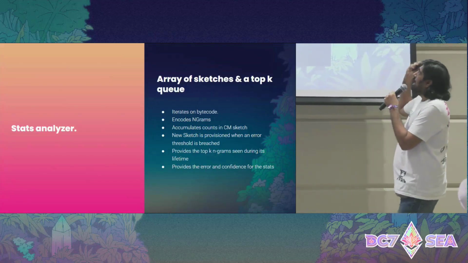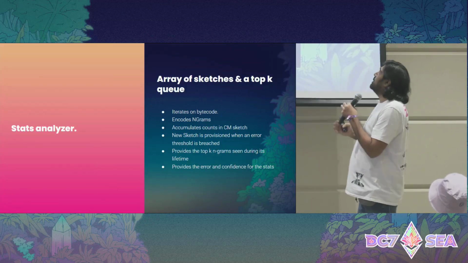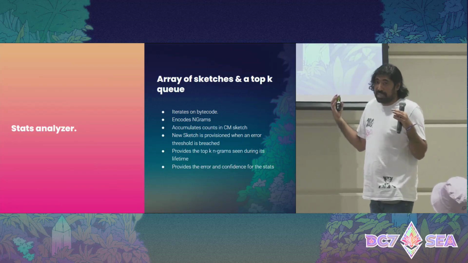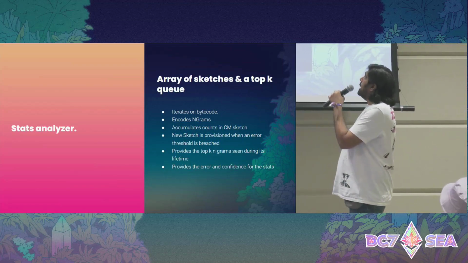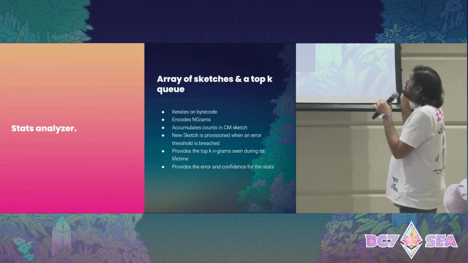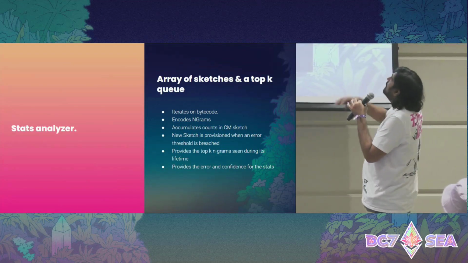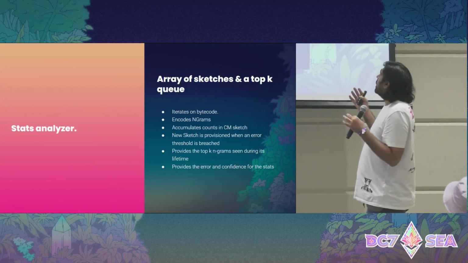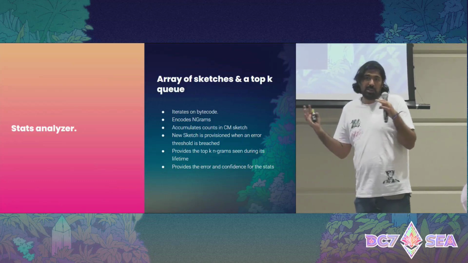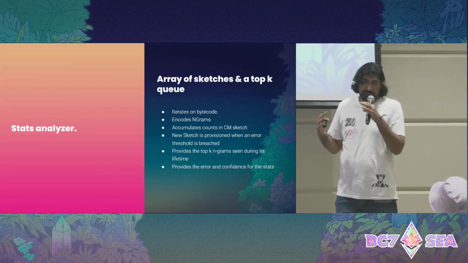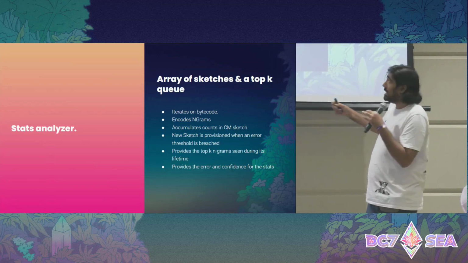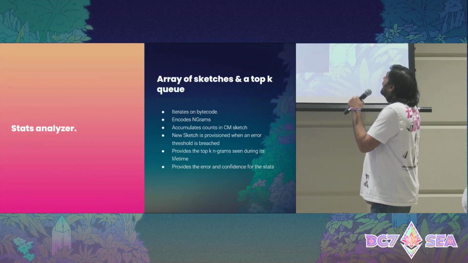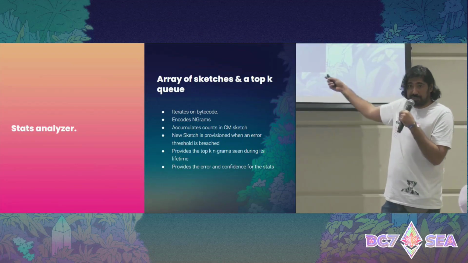The core of the stat analyzer is basically an array of these count-min sketches, and you have a top K. You iterate over the bytecode, you encode the n-gram, and you accumulate the counts in the CM sketch. Also, a new sketch is provisioned based on our error threshold, the max error we're able to tolerate. We can configure that, and then new sketches are provisioned based on that. It provides the top K patterns and provides the error and confidence for the stats.